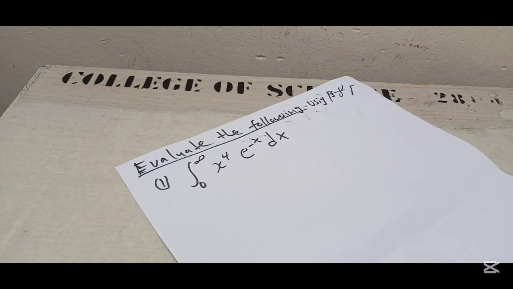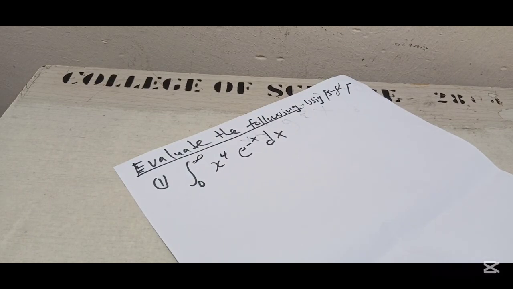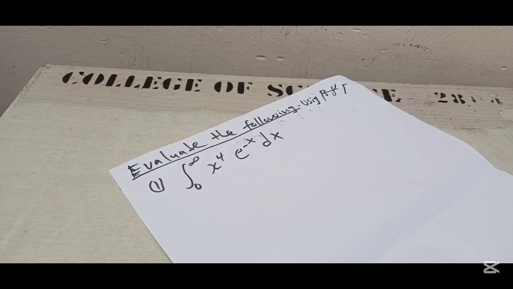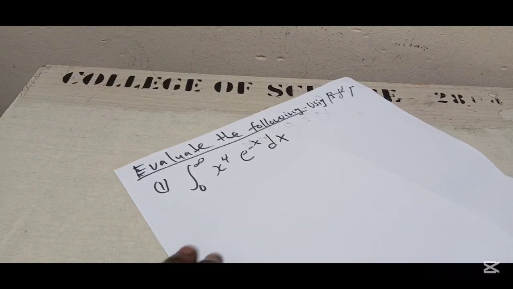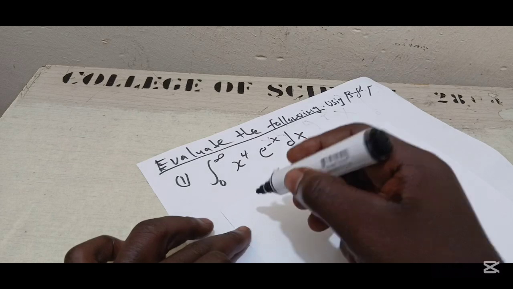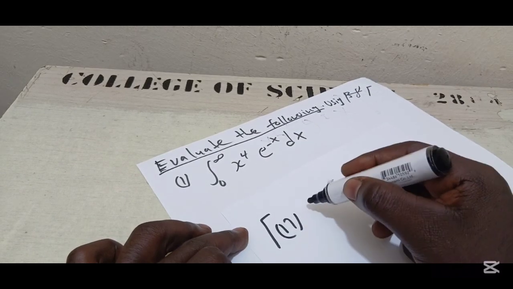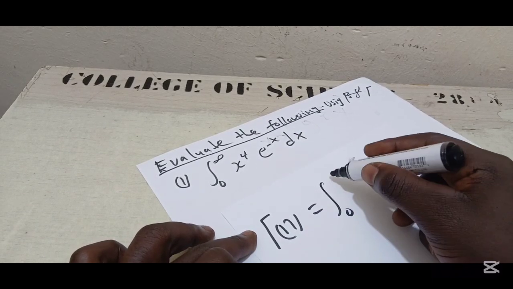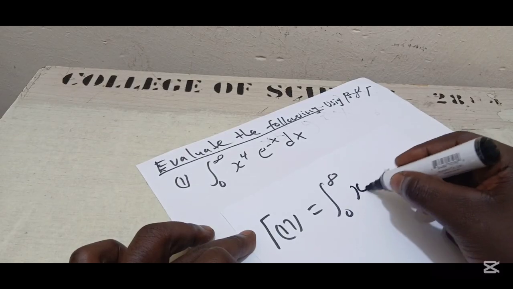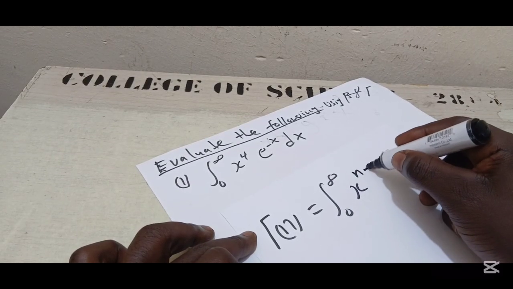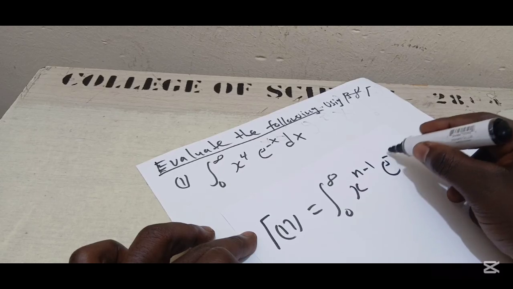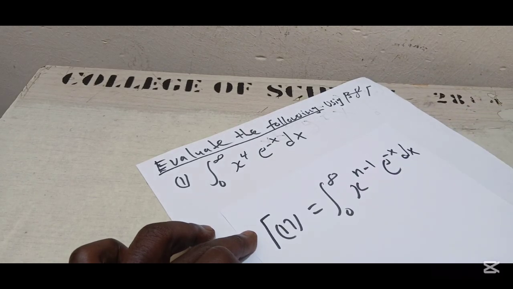Before we're able to solve this problem, we have to look at the general gamma function formula. The general gamma function formula is of the form gamma n equals the integral from 0 to infinity of x to the power n minus 1 e to the power minus x dx. That is how I write my infinity.